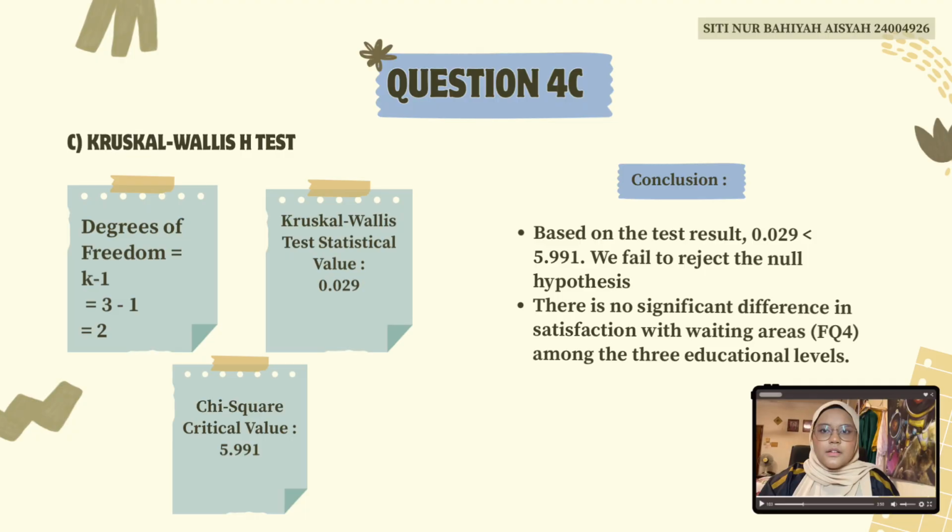Here are the results of the Kruskal-Wallis test. The degree of freedom is 2. The calculated test statistic H is 0.029. The chi-square critical value is 5.991. Since H is smaller than the critical value, we fail to reject the null hypothesis. This means that there is no significant difference in satisfaction with waiting areas among the different education levels.